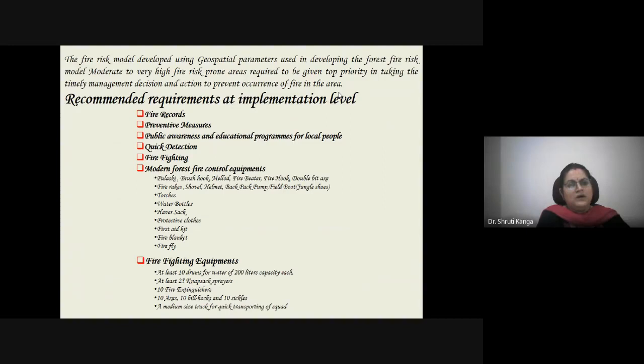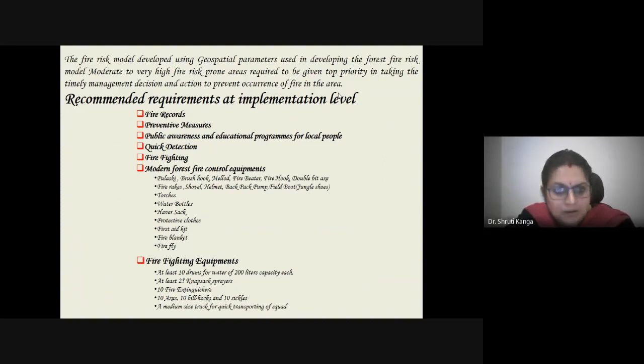Whatever model we are using for calculating forest fire risk using different geospatial approaches, whatever area is falling under moderate, high or very high risk prone zones, we can set up a priority: these are the areas which have very high and high risk, and we need to go for the management strategy there at the earliest. Whatever area is moderate to high, we can give second top priority. But whatever areas are low or below moderate, we can go a little more leniently, but that doesn't mean that we can ignore those areas.